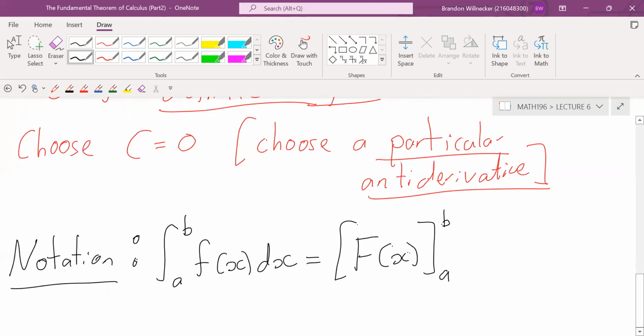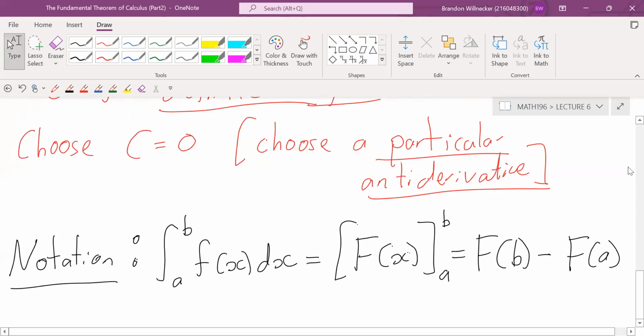So what this notation means is that we take the function inside, in this case the antiderivative, we evaluate it at the upper bound, minus we evaluate it at the lower bound. So that's just what this notation means. There's nothing too special about it. It's just a little intermediate step that we put in between.